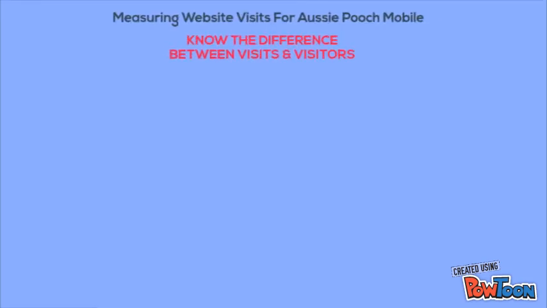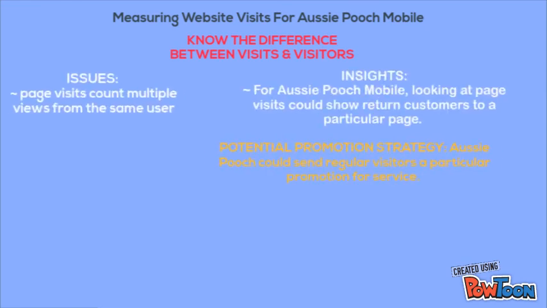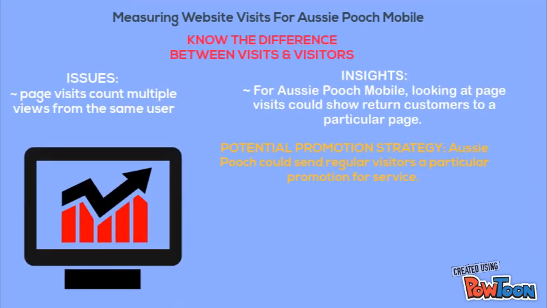There can be issues with this metric, as page visits counts multiple views from the same user. However, this difference can provide further insights for companies. For example, for Aussie Pooch Mobile, looking at page visits could reveal return customers to a particular page. This could prompt the company to send the visitor a particular promotion for that service. This metric can improve customer loyalty and assist the company to achieve their market penetration goal at the operational levels of people and place.